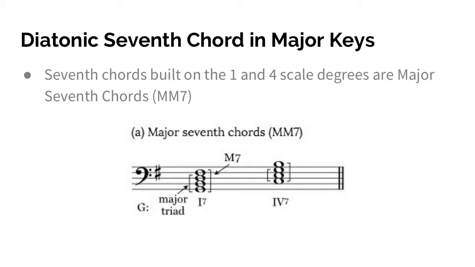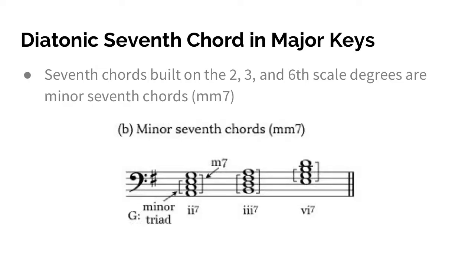So I explained this already. If we're thinking about the major 7th chord, we have a major triad with a major 7th, and that's built on the 1st and 4th scale degree. So if you build the 7th over it, that's how you build it over the 1 chord and the 4 chord.